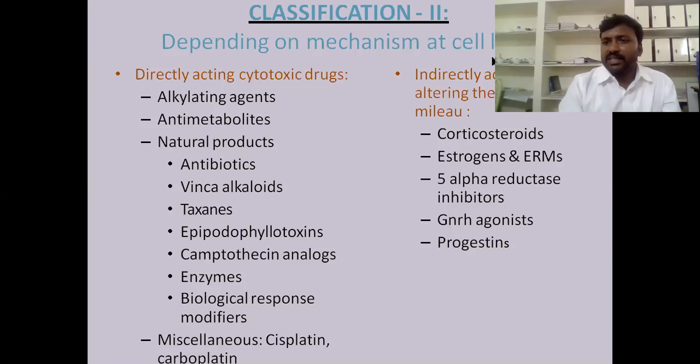Depending on mechanism at the cell level, that is one classification. Another is direct acting cytotoxic drugs, which kill the cell directly: alkylating agents, antimetabolites, natural products, antibiotics, vinca alkaloids, taxanes, epipodophyllotoxins, camptothecin analogs, enzymes, biological response modifiers, and miscellaneous agents. Indirect acting drugs alter the hormonal environment: corticosteroids, estrogens, 5-alpha reductase inhibitors, gonadotropin releasing hormone agonists, and progestins.